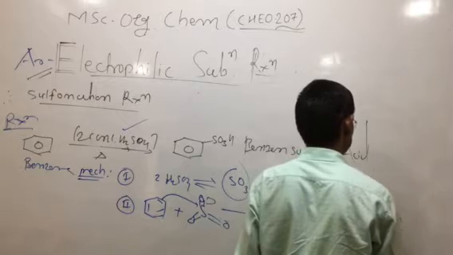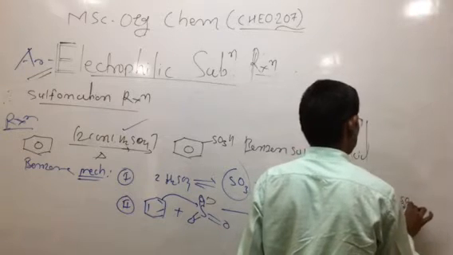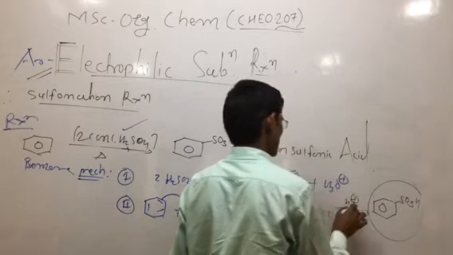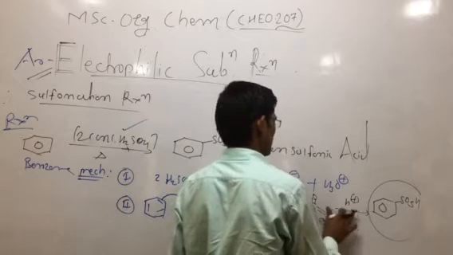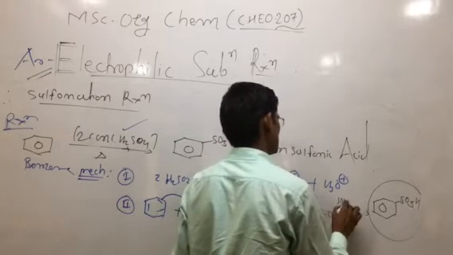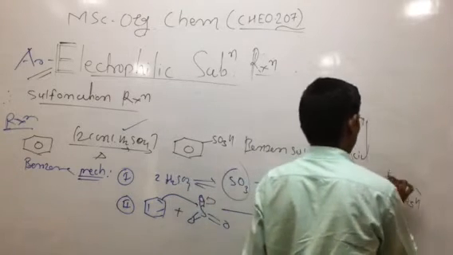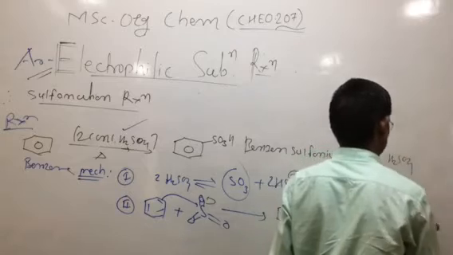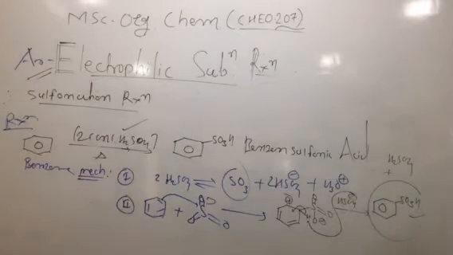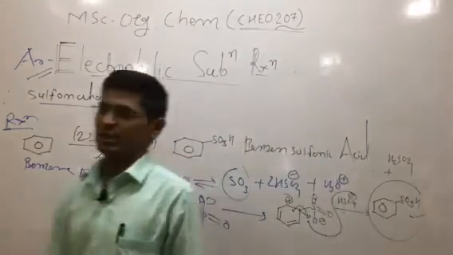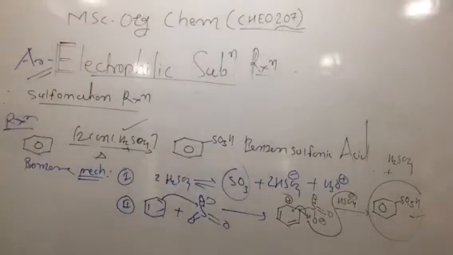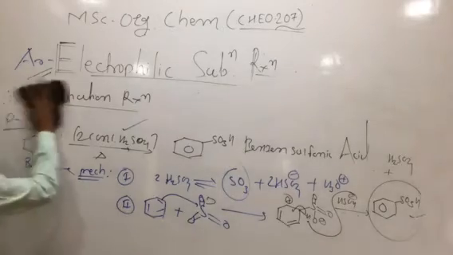Then formation of this species, which is called benzene sulfonic acid. Formation of benzene sulfonic acid, minus H plus, takes place by using HSO4 negative, which takes this hydrogen atom, and again the side product is sulfuric acid. This is the formation of benzene sulfonic acid from the starting reactant benzene. This type of reaction is called a sulfonation reaction.